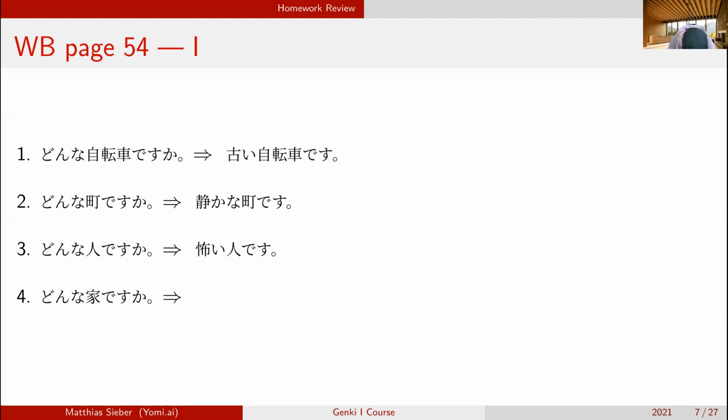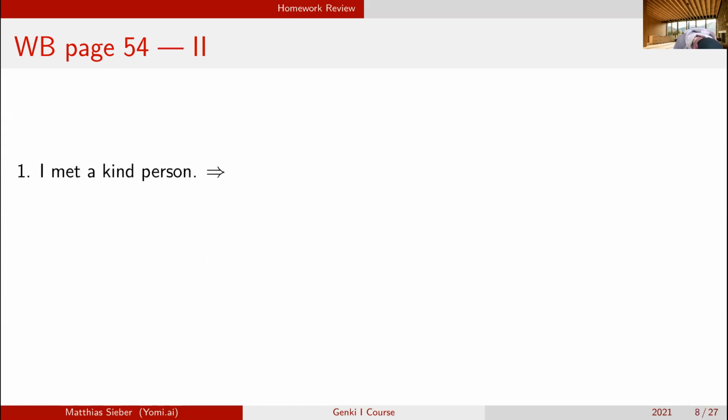Okay. どんな家ですか? That one is... ie desu. もう一度お願いします。Couldn't hear. Is kirei an na adjective? Oh, it is. Kirei na ie desu. Very good. Kirei na ie desu. Very good. Next on the same page, I met a kind person.